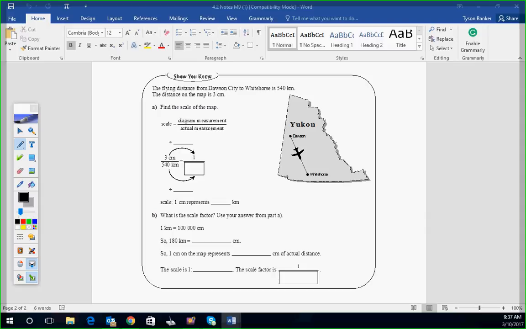So what's 540 divided by 3? 180? So every centimeter on the map is 180 kilometers. You just found the scale factor. So right here, Tor and Nolan, it is 3. Okay, what is the scale factor? Use your answer from part A. 1 kilometer is 100,000 centimeters.